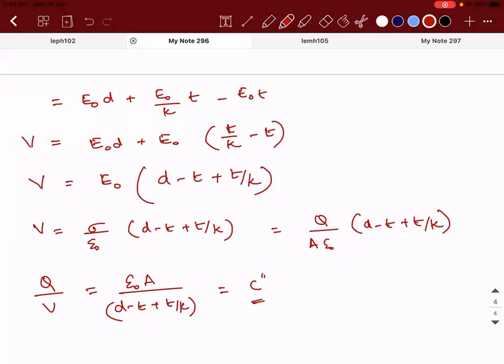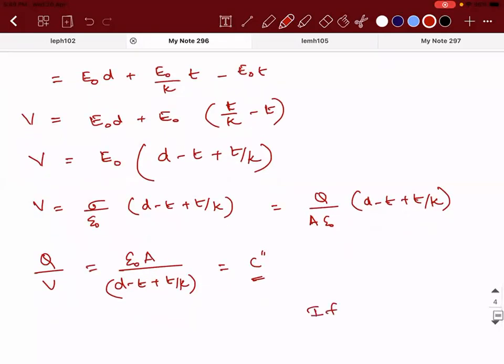So what is the capacitance when you insert a dielectric with thickness T? This is the formula: epsilon naught A divided by D minus T plus T by kappa. So there is the value. Now the important question is, if T is equal to D, what would have happened?